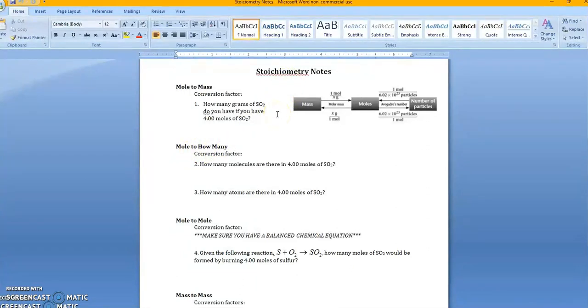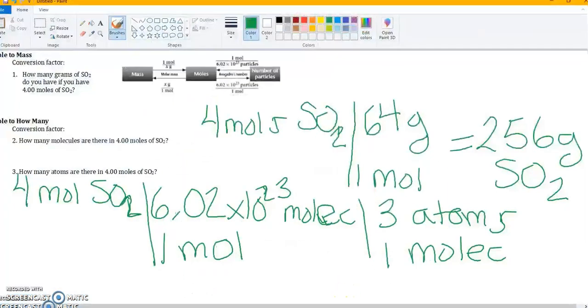Stoichiometry is the way that we predict chemical reactions by going from mass of a reactant to mass of a product that should be produced. Okay? So we're going to take mass of something, go to moles, and then be able to go to moles of another substance. So that's what stoichiometry is. So let's review 1 through 3.